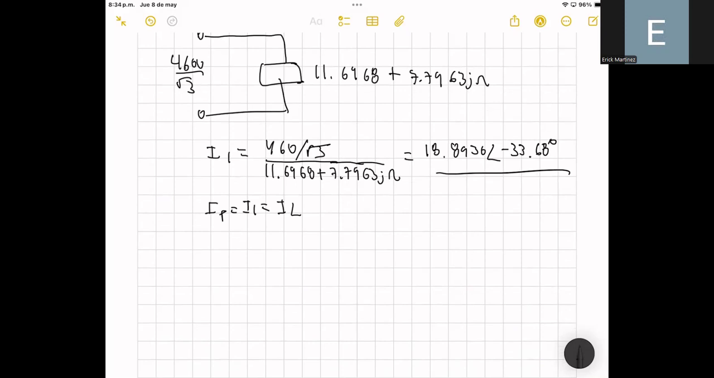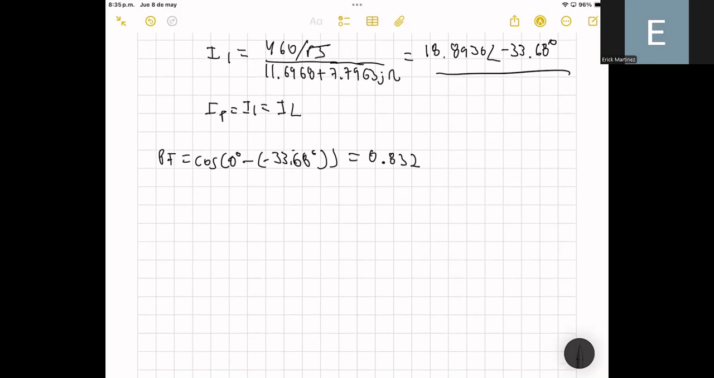But also, we can compute the power factor. Remember that the power factor is equal to the cosine of the phase angle of the voltage, that in this case is 0, minus the phase angle of the current, that is minus 33.68 degrees. Okay? And, well, if you compute this power factor, you will get the following, that is 0.832. And, well, based on this data, we can determine if the power factor is leading or lagging.